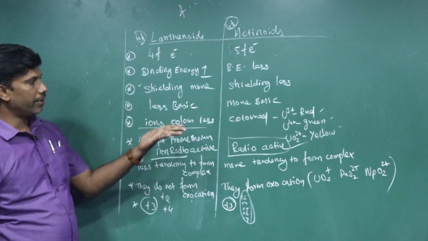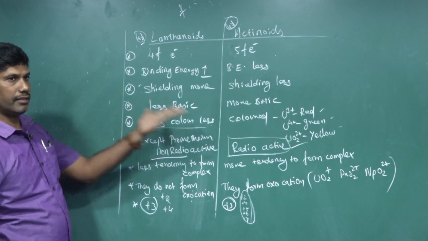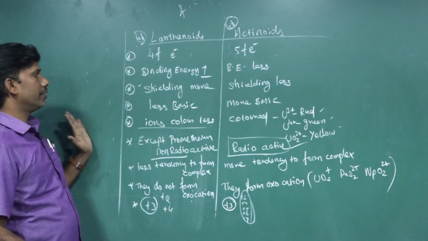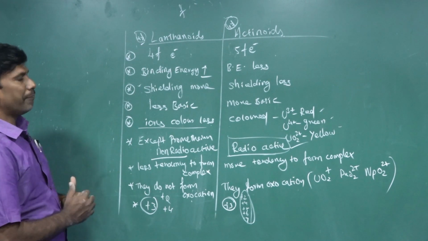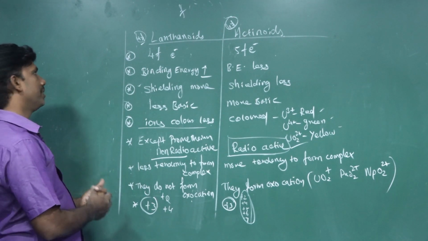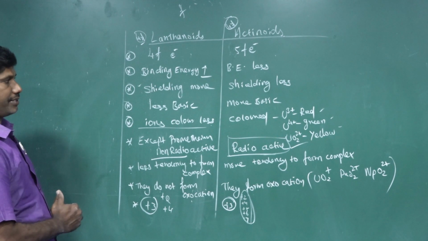Both are paramagnetic, but separation is difficult for lanthanides, while separation is easy for actinides. Okay, that's all about the comparison or difference between the lanthanides and actinides.